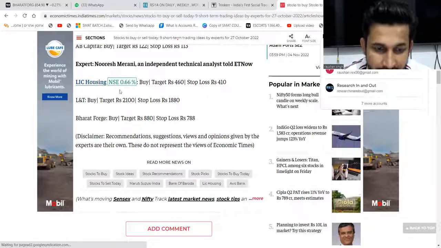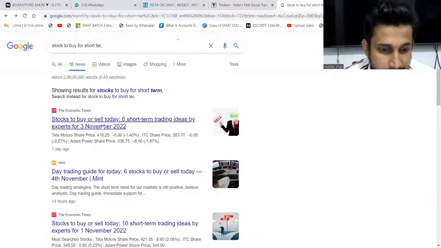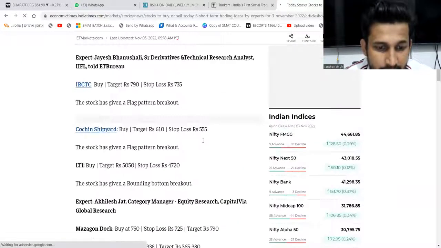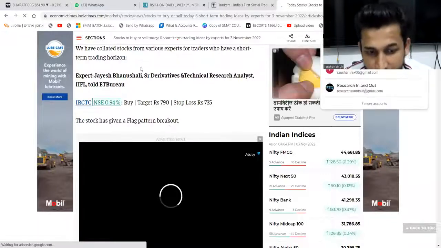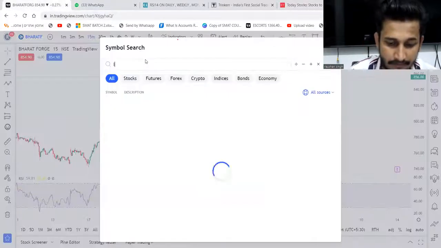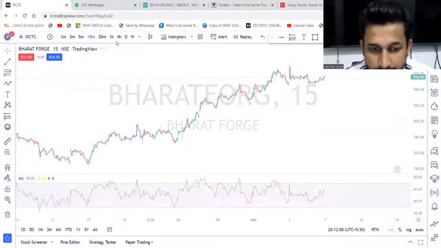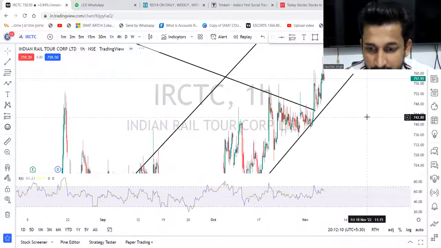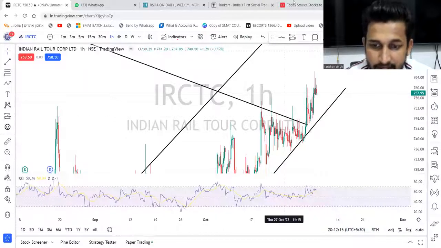If today I'm getting experts saying to buy or sell, like 6 short-term trading ideas over here, I'll go and see what the stock has given. A flag pattern breakout, good for me. IRCTC, I'll go for it. Okay, IRCTC flag pattern breakout, fine. That's a good trade to go for. I can go at 753 or I could have gone at 748.